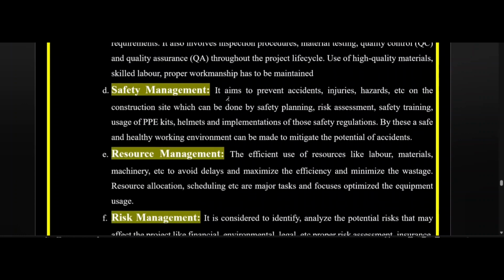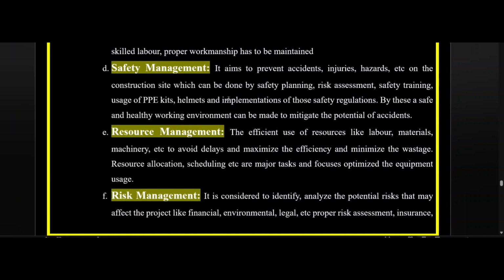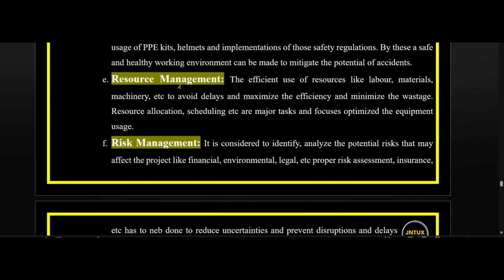The next management objective is safety management. This particular objective aims to prevent accidents, injuries, hazards, etc. on the construction site, which can be done by safety planning, risk assessment, safety training, usage of PPE kits, helmets, and implementation of safety regulations. By following these safety regulations, a safe and healthy working environment can be made to mitigate the potential risk of accidents.